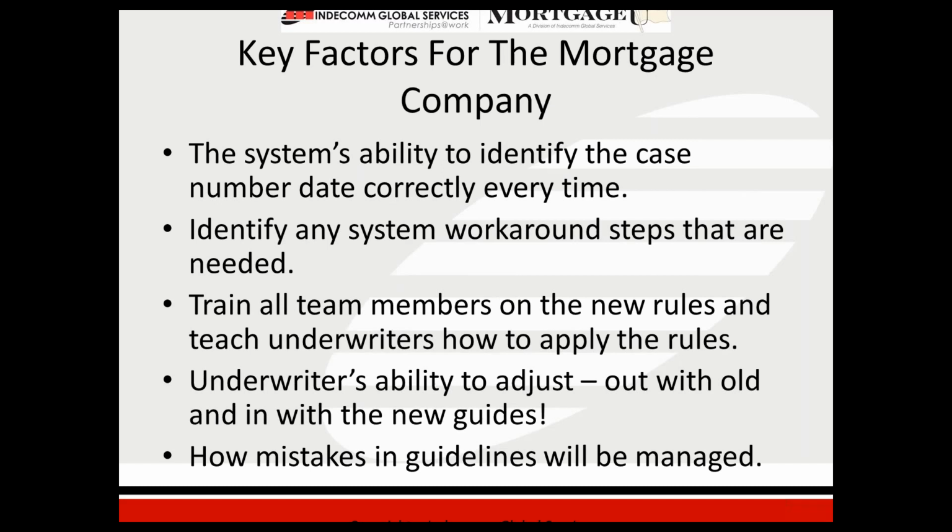So here are some key factors to think about and things to talk about in your staff meetings before the 9/14 effective date. Can your system correctly identify the case number every time? Is it very clear what date the case number was ordered, so you know which guidelines to follow? Identify if there are any system workaround steps that are needed. You want to make sure that you're aware of that, and anybody that's involved with FHA loans is aware of those, so you've got the appropriate details populating your documents for the 4000.1 handbook guidelines.